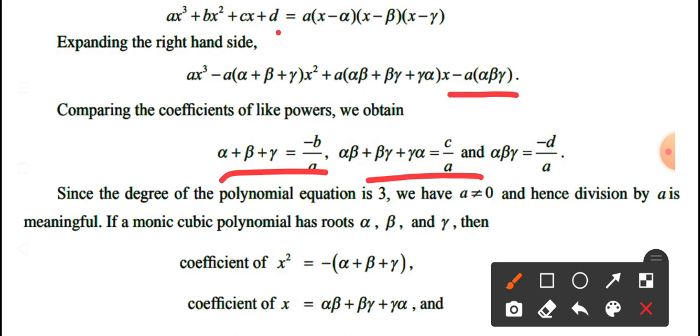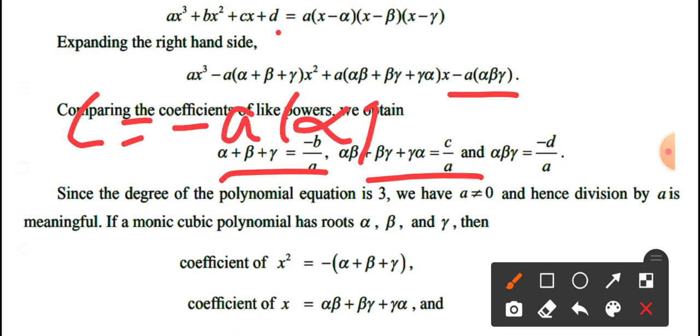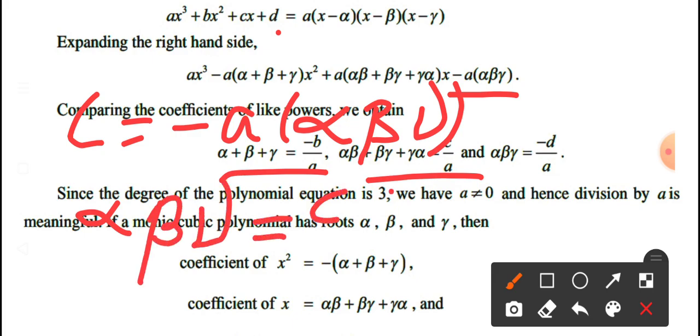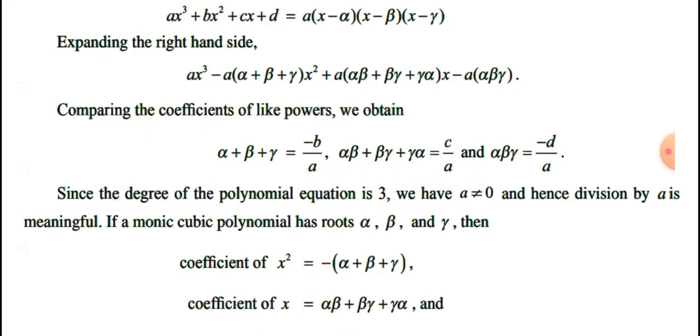The right hand side constant term is what? So, C is equal to minus A into alpha, beta, gamma. This is what? Product of the three roots. So, product of the three roots alpha, beta, gamma is equal to minus D by A. Sorry, D by A. Constant term is D. So, alpha into beta into gamma is equal to minus D by A.